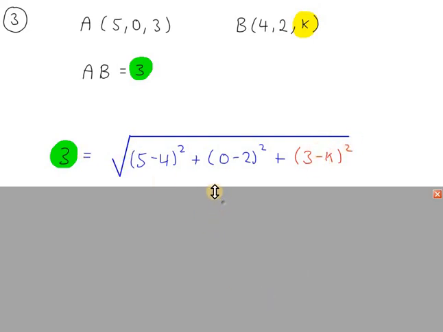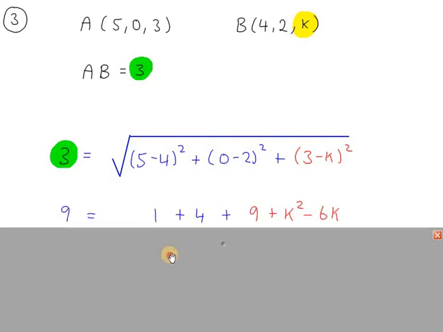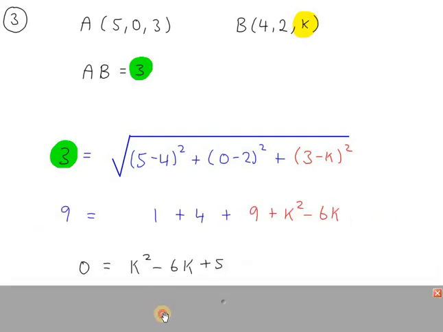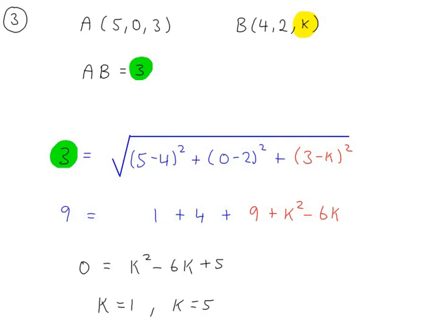And then we can simplify by getting rid of the square root first, so square both sides. Then we've got a quadratic equation. We simplify it and solve. We have 2 possible values for k. For practice, try these questions.